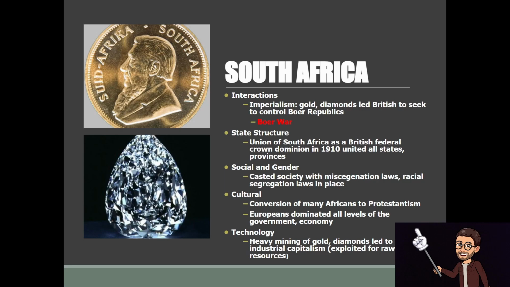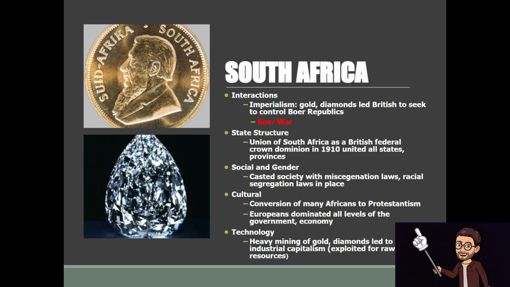This directly leads to South Africa. Now, gold and diamonds and other natural resources are going to lead Britain to seek control of the Boer Republics, which is just the Dutch, and they're going to fight the Dutch in what is known as the Boer War. Now, the Union of South Africa is a British federal crown dominion in 1910 that united all the states to create one colony. This is going to be an extremely segregated, caste-based society with miscegenation laws, meaning that you can't intermarry racially.